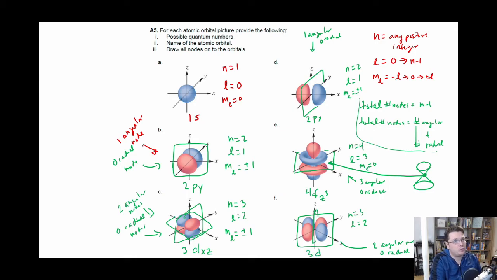Now the question becomes, well, what is the direction? What is the m sub L value, the possible ones that we can have for this system? So now looking at it, the lobes are sitting completely in the X and the Y directions. That's the directionality of them. They're sitting directly in the X and Y direction. So that tells us that the m sub L value is going to be the maximum m sub L value that you can have, which in this case is going to be plus or minus 2.